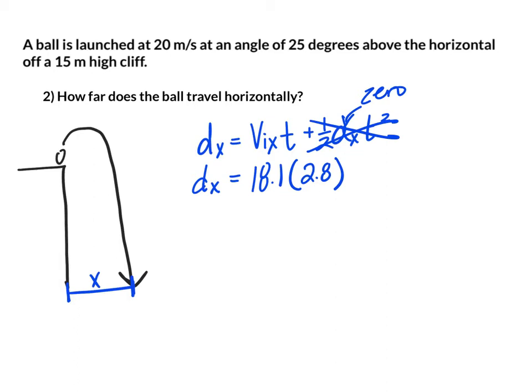So we're going to multiply those 2 numbers, and we end up getting an answer of about 51 meters for our horizontal displacement. So that means this ball travels 51 meters horizontally from the edge of the cliff to where it hits the ground. Easy enough? All right, let's move on to question 3.